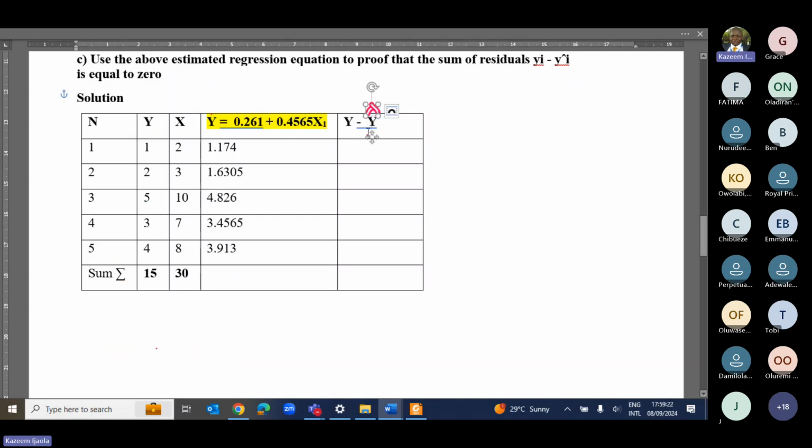Y minus y cap. So what is y minus y cap? This y you have here is your observation. However, your equation is bringing this. So the difference between your observation and this is your error. If you sum up all this error, your final answer must be 0. So whatever you have here, your y minus y cap, is the error terms.